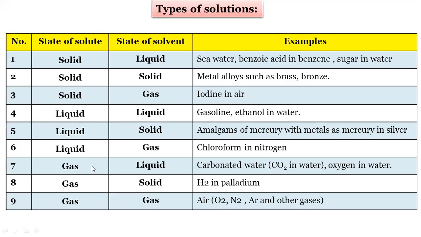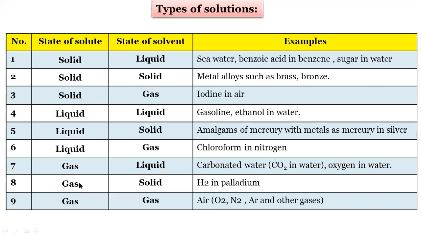Then the next type is gas and liquid. The solute is gas and the solvent is liquid. A good example is carbonated water. All of you are familiar with carbonated water. It is present in soda and many beverages. It is a mixture of carbon dioxide and water, called carbonated water. It is acidic in condition. So in this carbonated water, the gas, that is carbon dioxide, acts as the solute and water acts as the liquid solvent. Also oxygen in water, here again oxygen is a solute and water is the solvent.